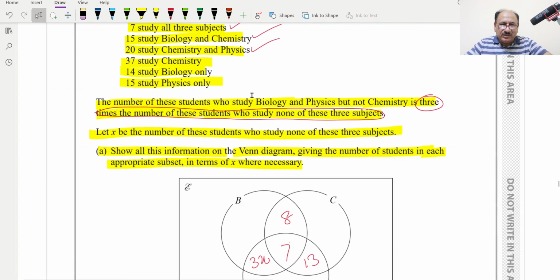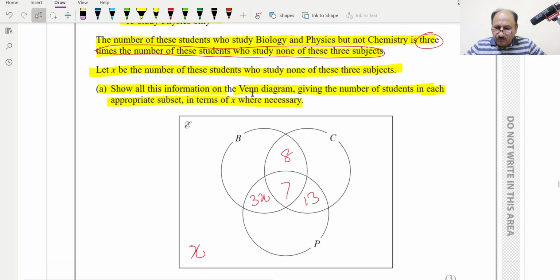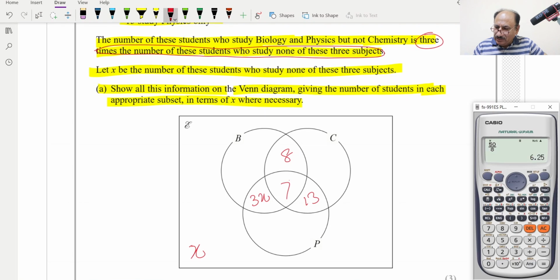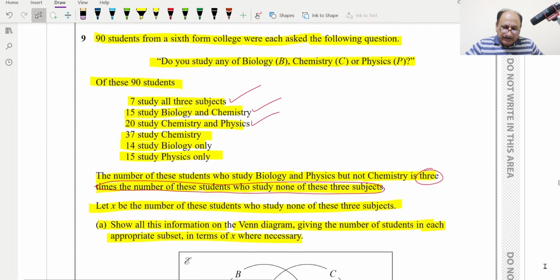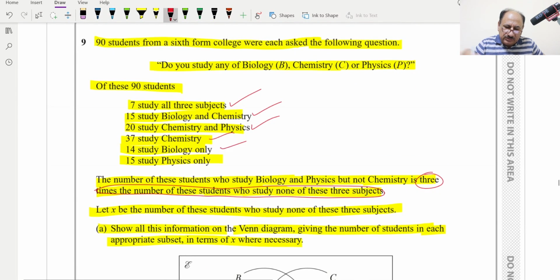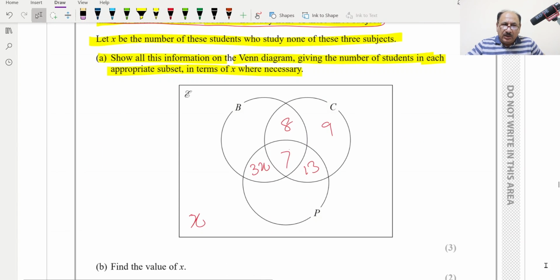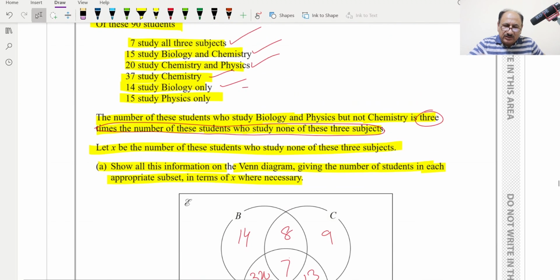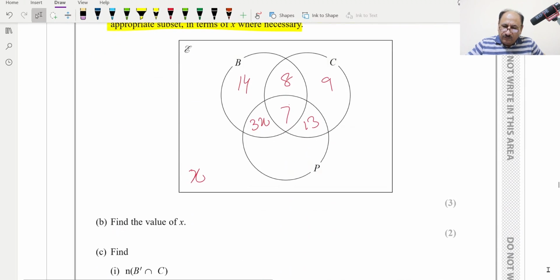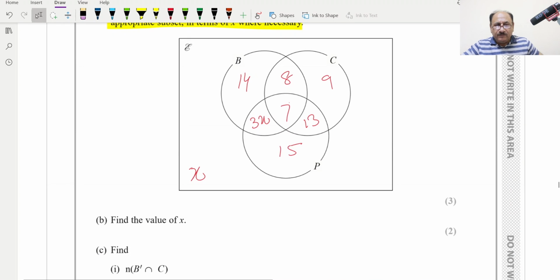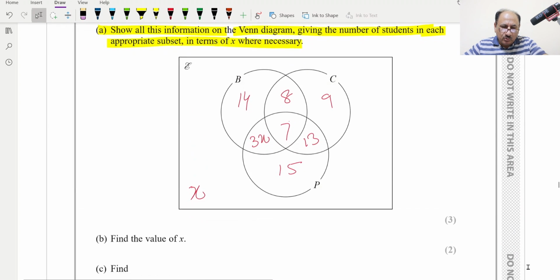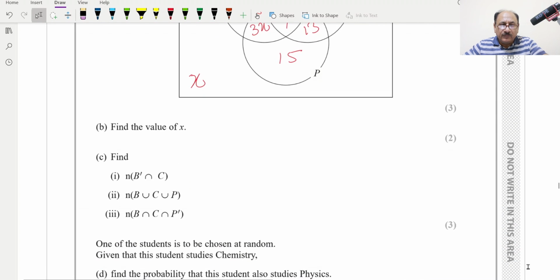Now 37 study chemistry. So the remaining will be what? 8 plus 7 plus 13. 37 minus 8 minus 7 minus 13 is equal to 9. So 9 will come over here. And then comes 14 study biology only. Biology only is 14, this region. And then 15 study physics only, so 15 will be over here. So we have shown everything on the Venn diagram.